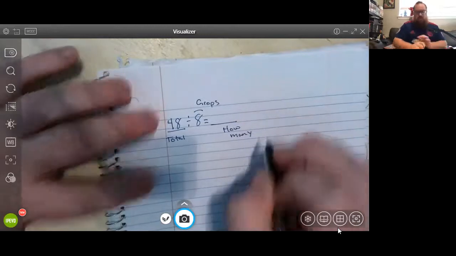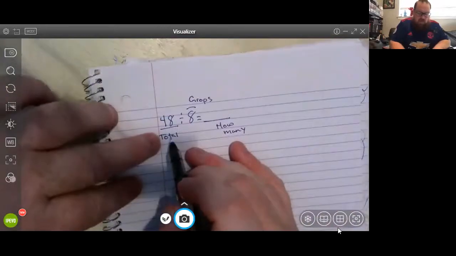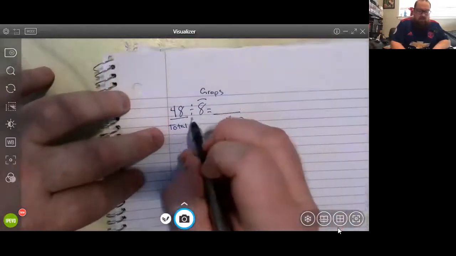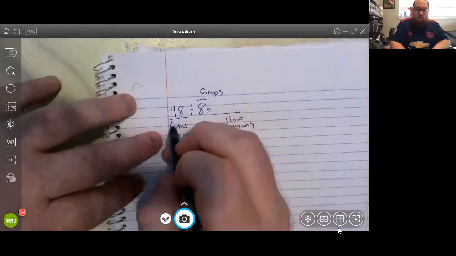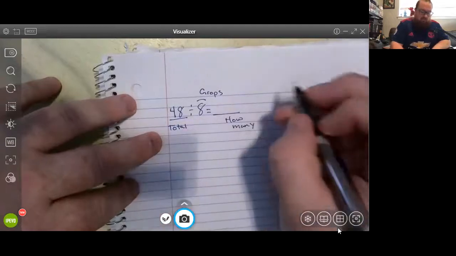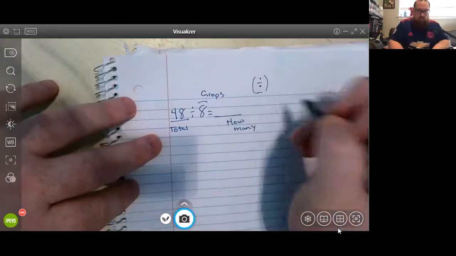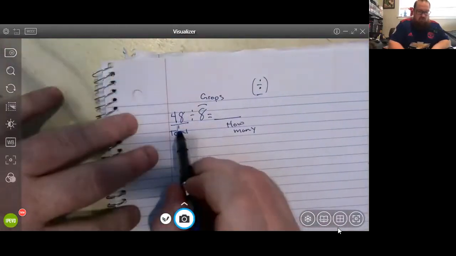Now, Miss Winter's over there, and she's probably thinking, well, how do you know that this number is a total and not a how many? Well, you know that this is a total because this is a division sign. When you are dividing, the total always goes first because division and subtraction are related. The big number, the total, will always go first when you are dividing.